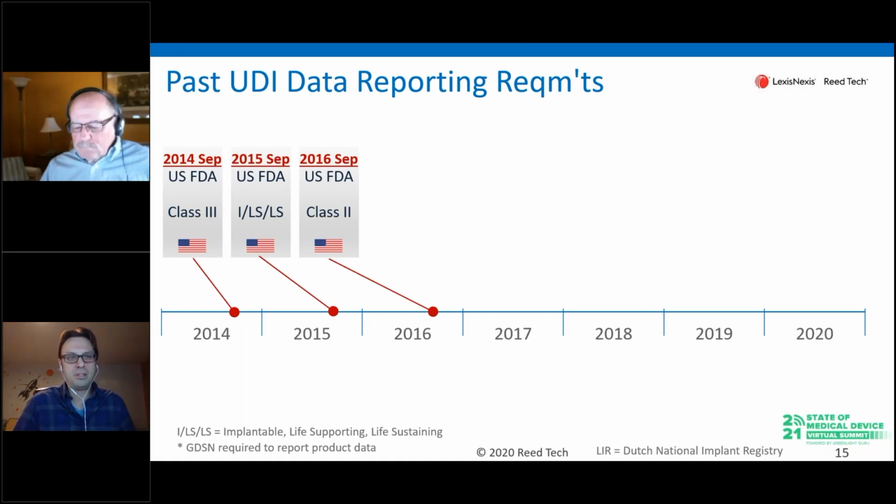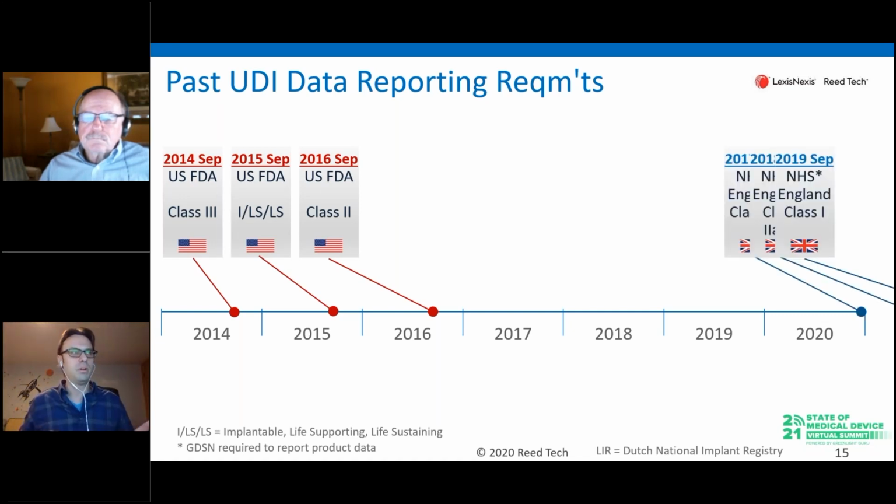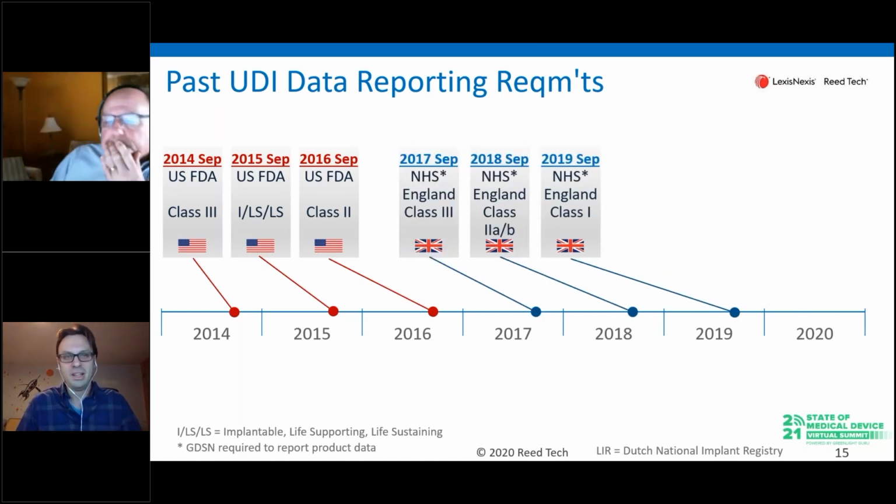So starting off with past UDI reporting requirements, I believe we're all familiar with the US FDA's. They were first in line. This started back in 2014 with the classic device classification phased approach. We can see class 3s in 2014, implantable, life-sustaining, life-supporting in 2015, and then class 2 in 2016. You don't see class 1 here. Stay tuned, you'll see that coming.